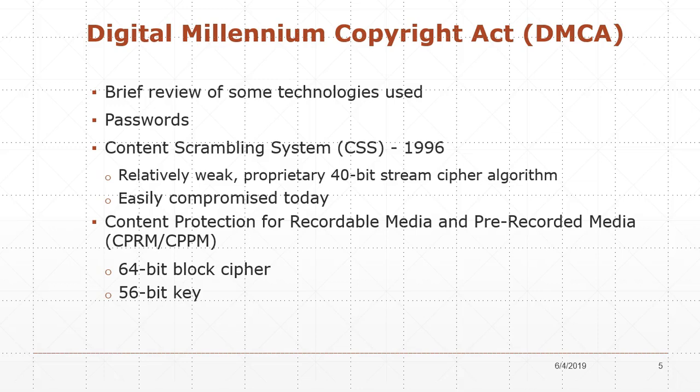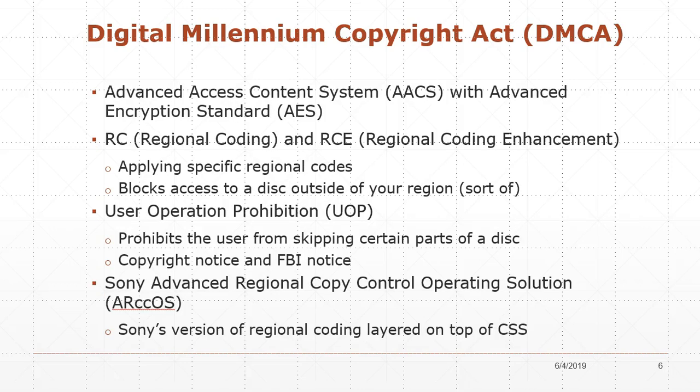Content Protection for Recordable Media and Pre-Recorded Media, CPRM or CPPM, is again an encryption process. It's a 64-bit block cipher with a 56-bit key, and again fairly easily compromised today. The Advanced Access Content System, AACS, with the Advanced Encryption Standard, AES, again uses an encryption pattern, AES, to protect the content. And this is certainly a lot stronger than either CSS or CPPM.